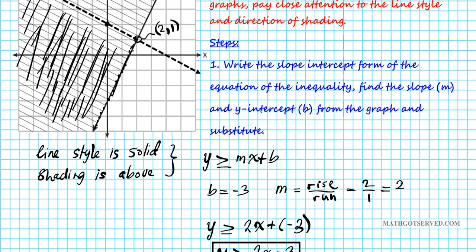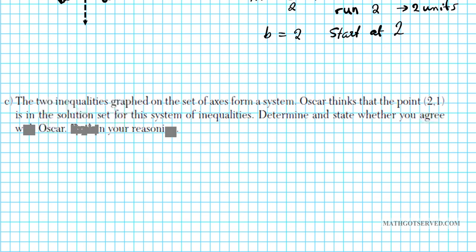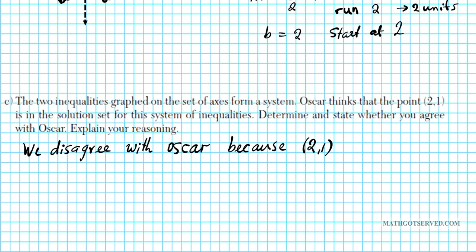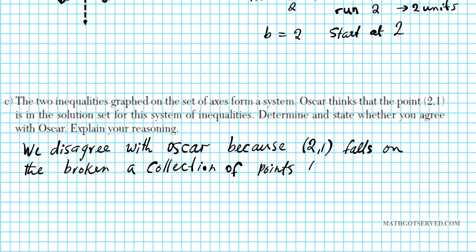Okay, so let's go ahead and write down our answer and why. We disagree with Oscar. Why is that? Because (2, 1) falls on the broken line, a collection of points that are not in the solution set. That's why the line is broken. So any point that falls on the broken line must be excluded. It's just like an open circle in a linear inequality on a number line.